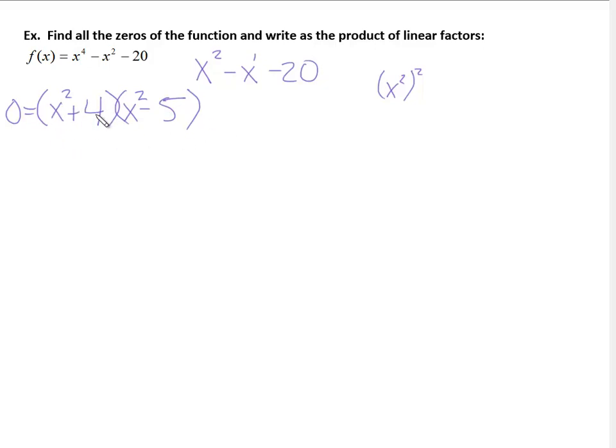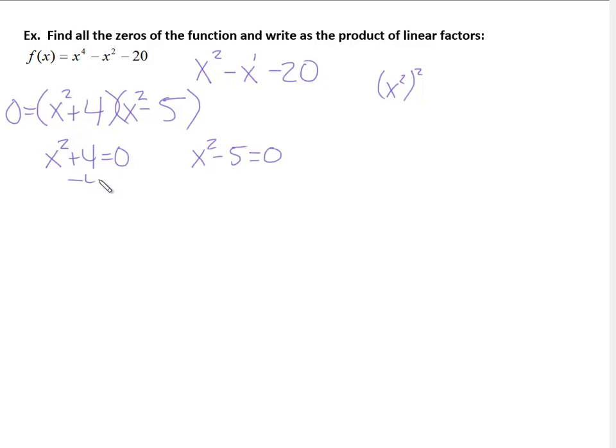So let's see, this one is not factorable. There's not a difference of squares, or sorry, a sum of squares. There is a difference of squares, but it wants me to break this all the way down into its linear factors. So what we're going to do is finish finding our zeros. So we're going to set each of these equal to 0 and solve them for x.